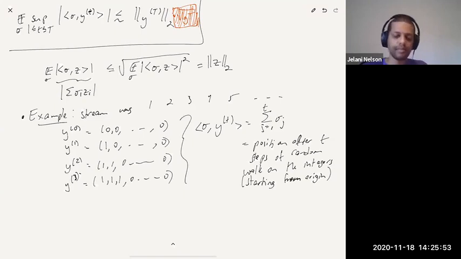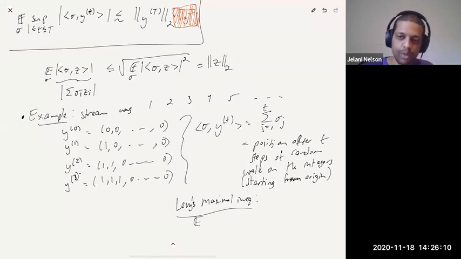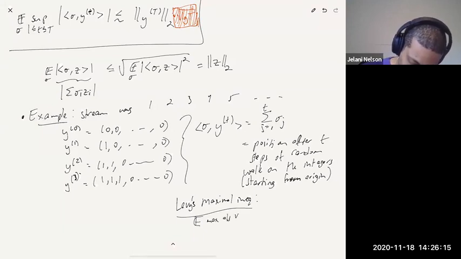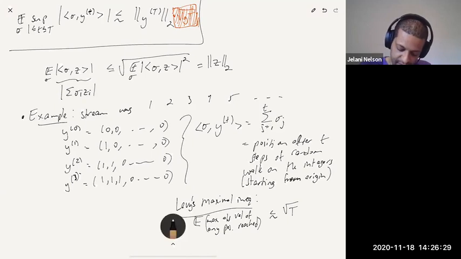Okay. And Lévy's maximal inequality says the expectation over the random choices in your walk of the max absolute value of any position reached is at most some constant times the square root of T, which, by the way, is just equal to the L2 norm of y_T.